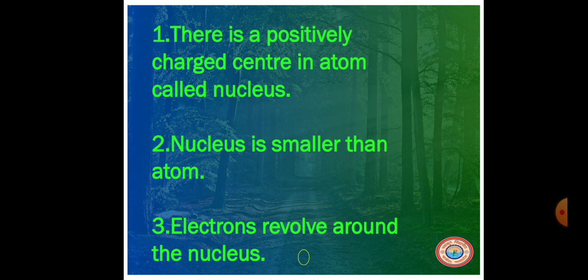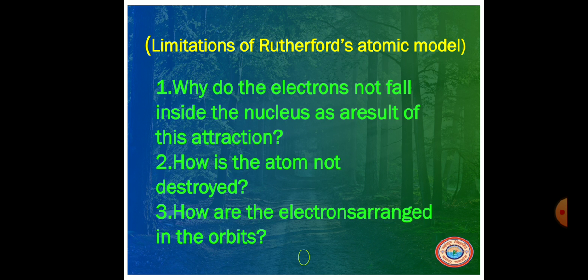But as we know, nobody is perfect, so there are limitations of Rutherford's atomic model. So the first limitation is, why do the electrons not fall inside the nucleus as a result of the attraction? Rutherford said to us that the nucleus attracts the electrons or the negative charge. So if it is so, why do the electrons not fall into the nucleus as a result of this attraction? He could not explain that.